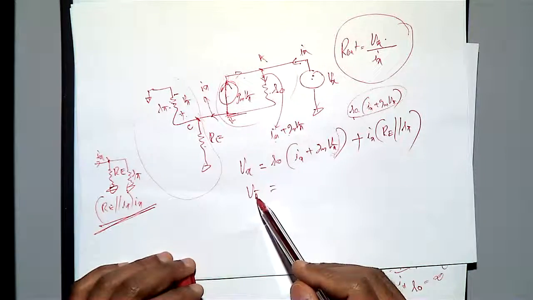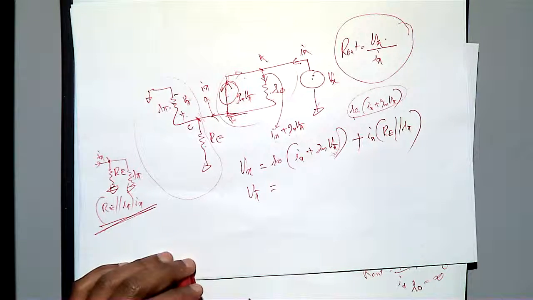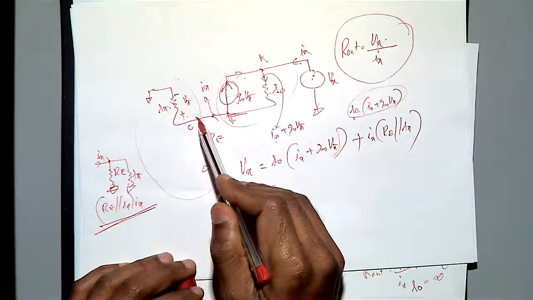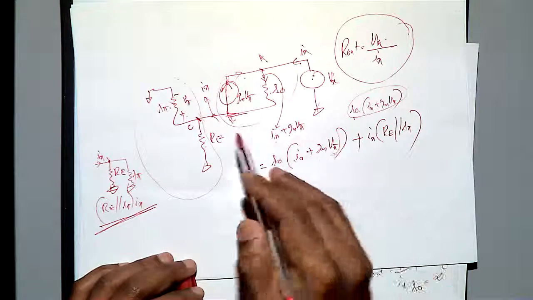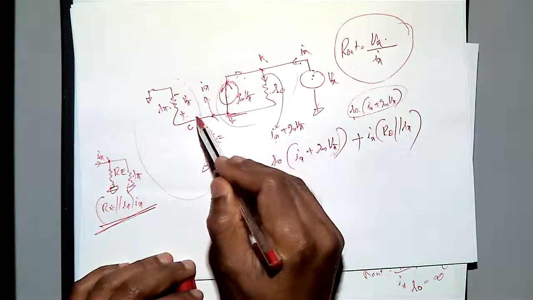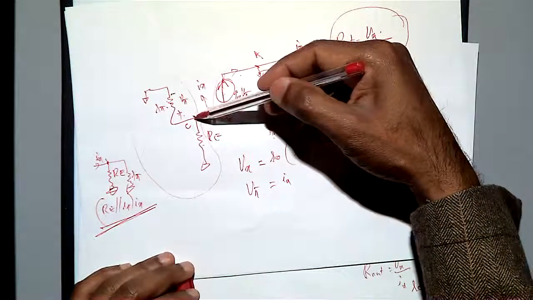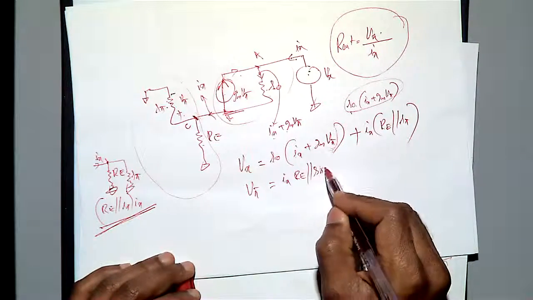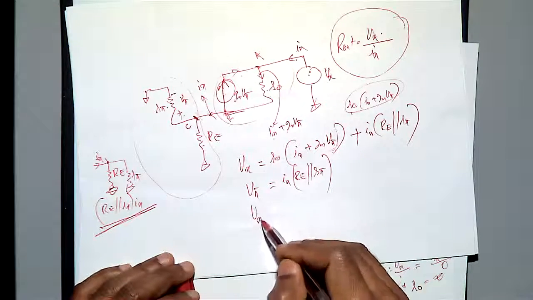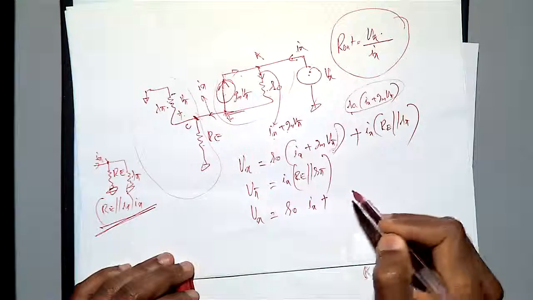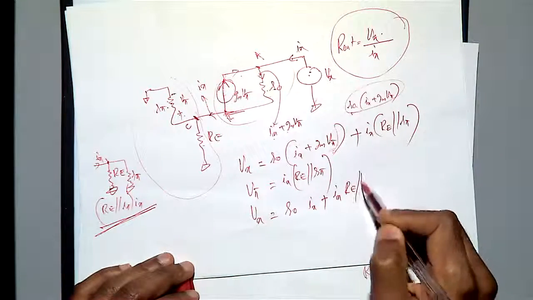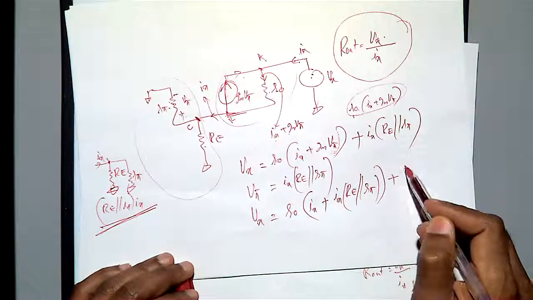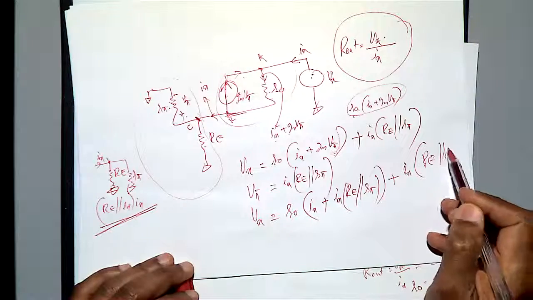So now you have to find the expression for V pi. When you measure the V pi, it is this voltage, which I already said. What is the voltage? Ix current is coming. When you measure the voltage at this point and ground with the oscilloscope, that I already said, that is equal to Ix into Re parallel R pi. So you substitute here. So your Vx equals Ro into Ix plus Ix into Re parallel R pi plus Ix into Re parallel R pi.